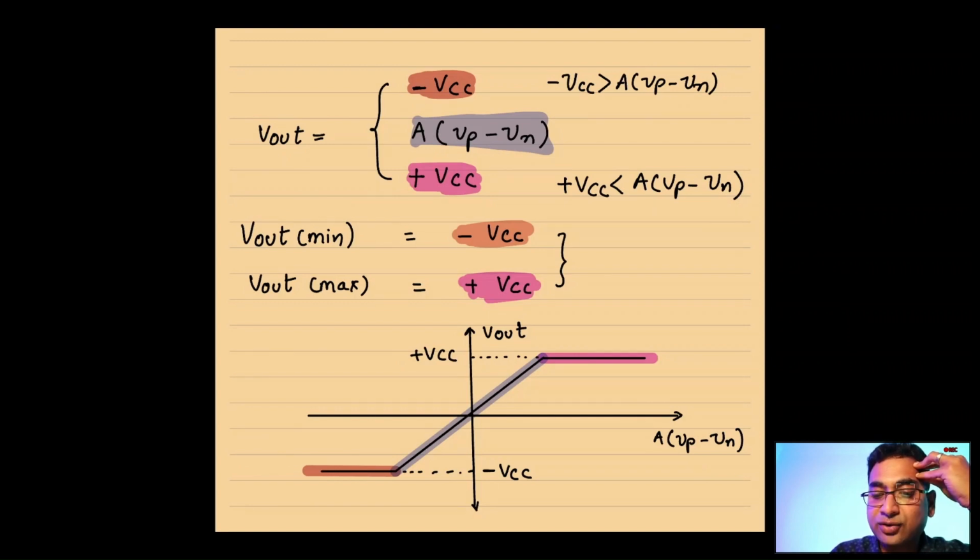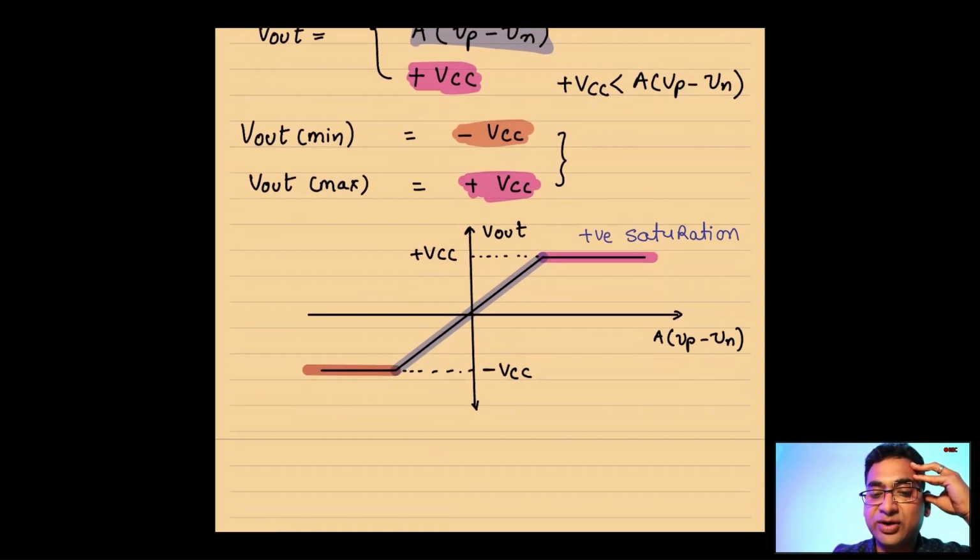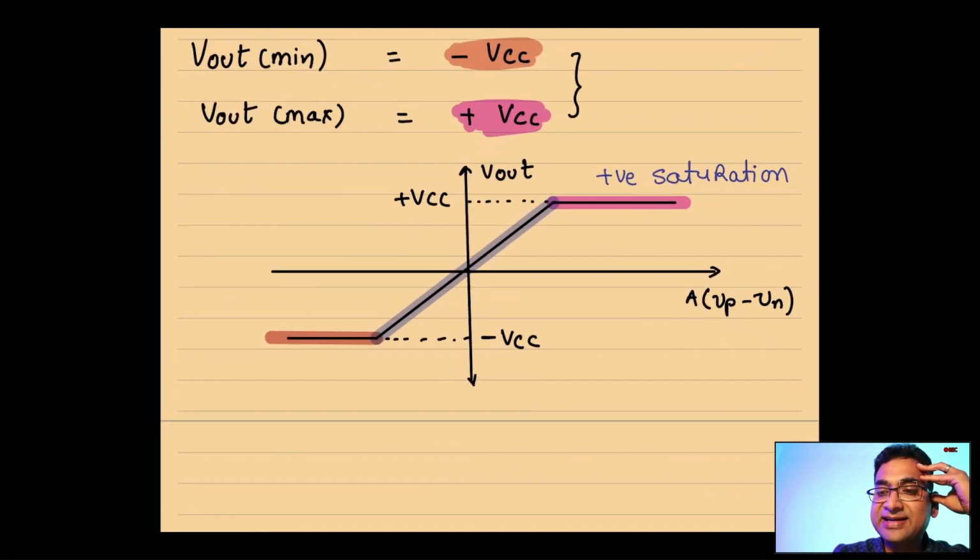This one is called the positive saturation region, the region where the output maxes out at plus VCC. And then this region is called the negative saturation region.